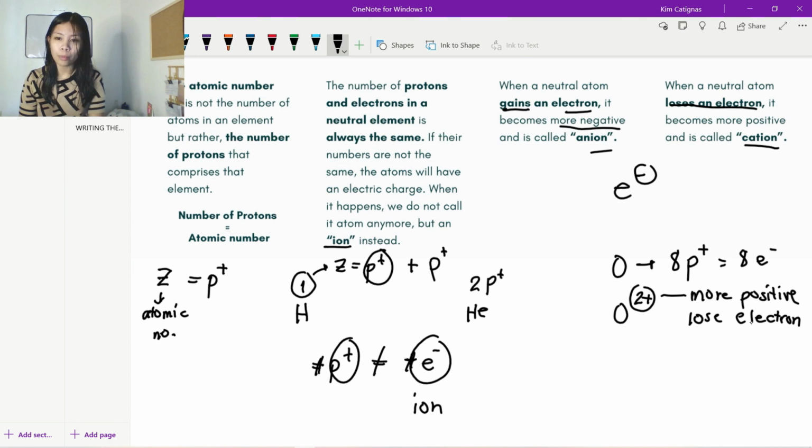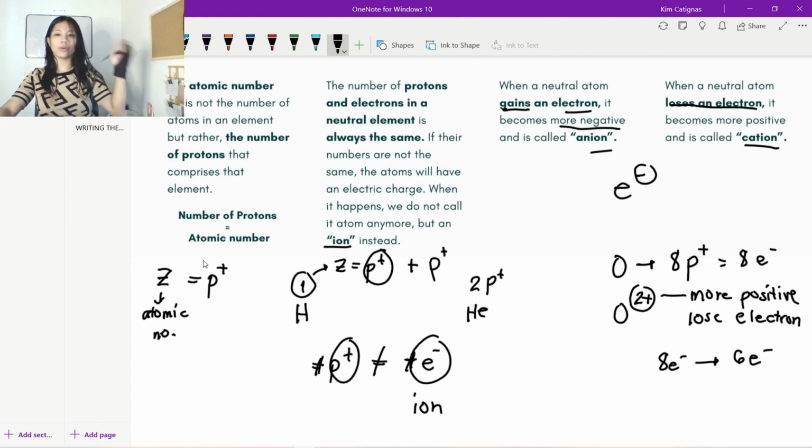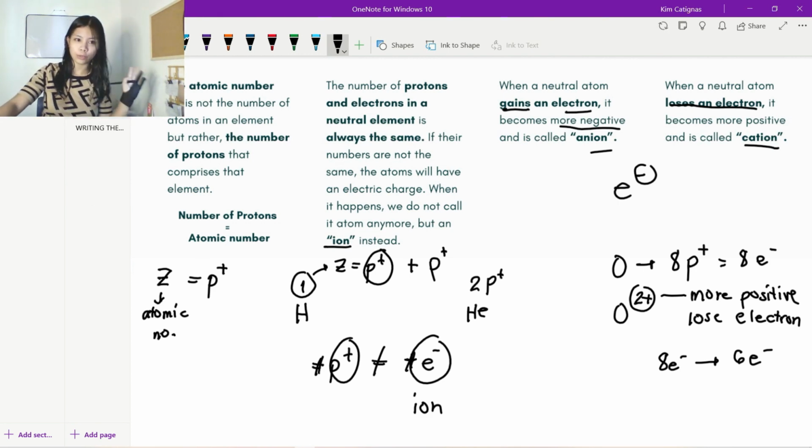Nakalagay dito, 2 positive. So, ibig sabihin, imbes na 8 electrons si oxygen, nabawasan siya ng 2 electrons. So, meaning, magiging 6 electrons na lang ito. Okay? So, alam ko, nag-gets niyo na din yung kahapon. So, that's our short review sa lahat ng natutunan natin kahapon.